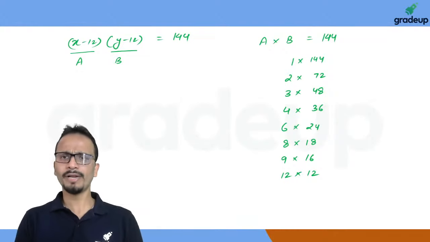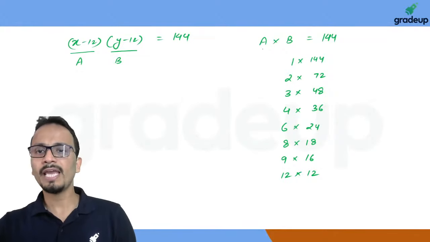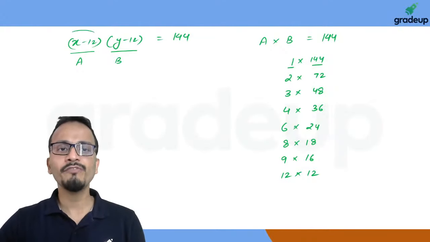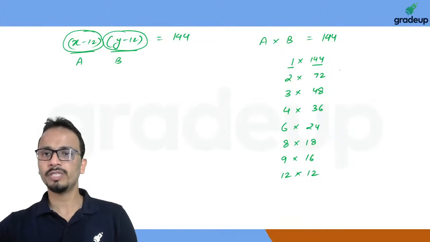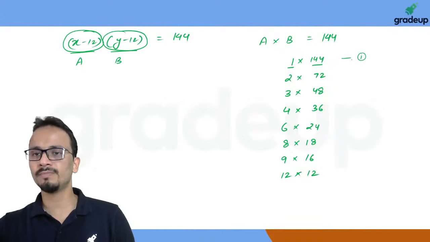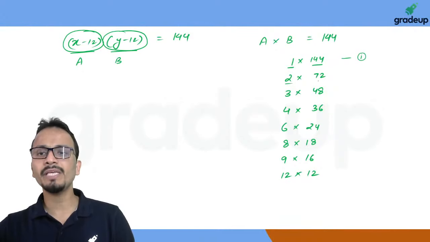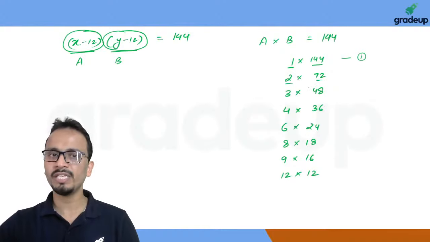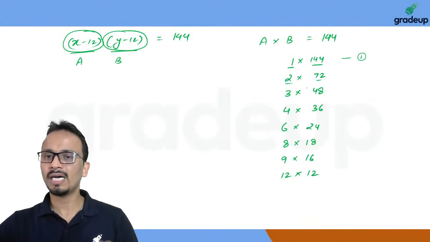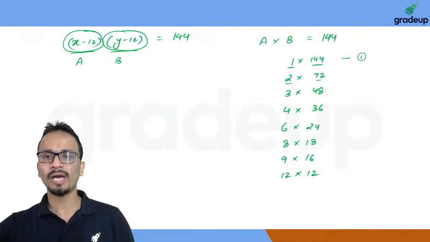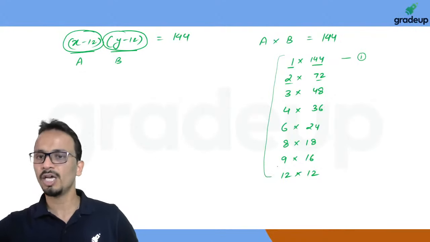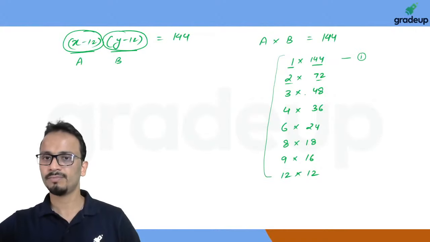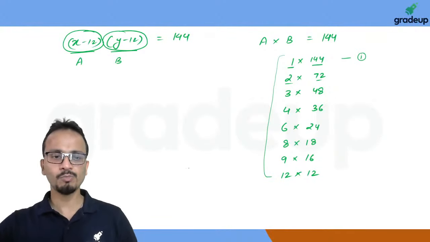So if A is 1 and B is 144, then it will give you a value of x and y. So this will give you one solution. Again, if A and B are 2 and 72 respectively, then again you will get a particular set of values of x and y. And I can say that corresponding to each of these ways, you will get one solution. Are you all clear up till this point?